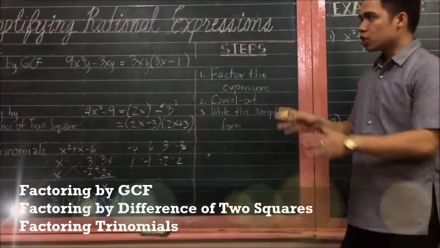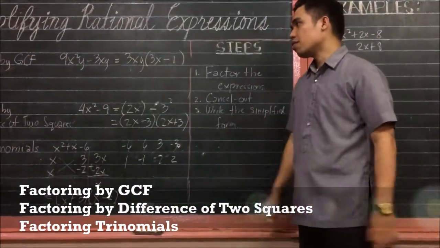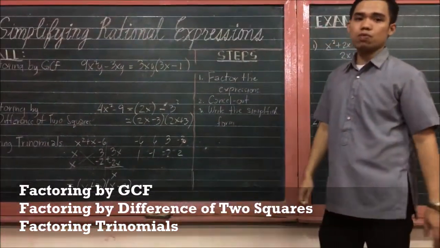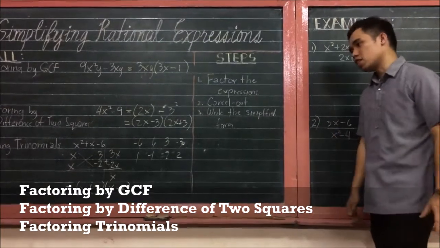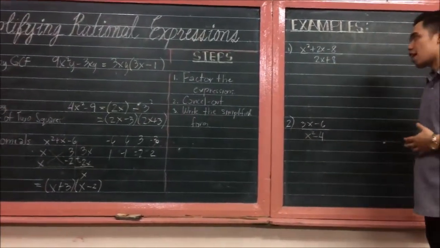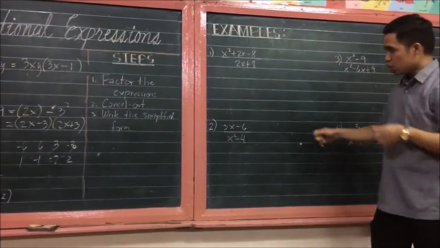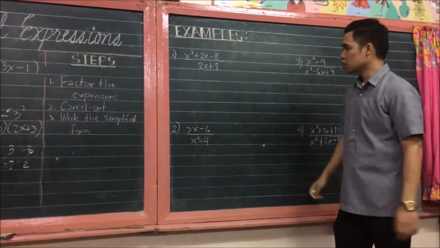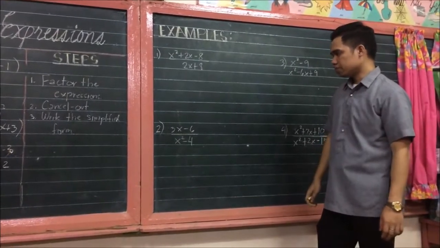Now, since we already reviewed factoring by GCF, factoring by difference of two squares, and factoring trinomials, now let's go to simplifying rational expression. How do you simplify rational expression? So let's take a look at this example. So let's have the first example.